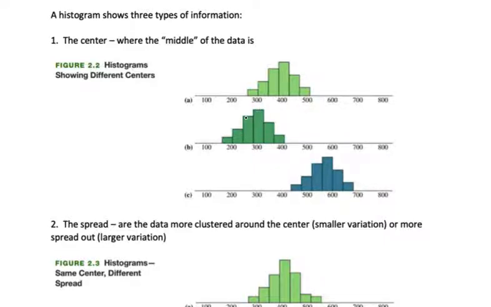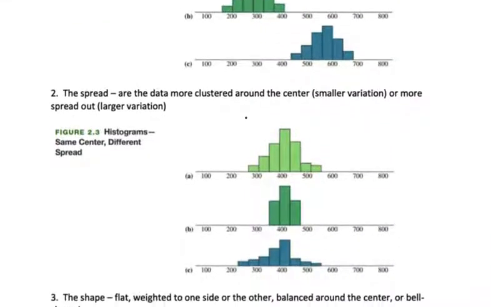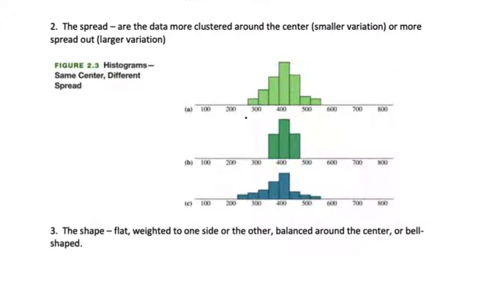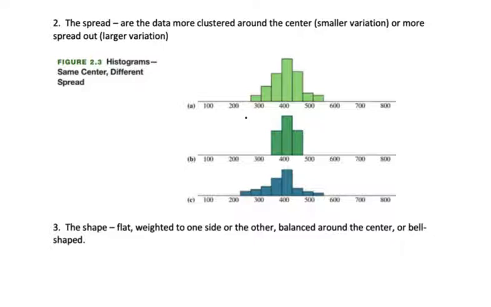Another thing that we can see in a histogram is called the spread or the variation. And we're going to talk more about variation later on in the course, but basically the data could be more clustered around the center, as we see in this histogram B, or it could be more spread out. As we see in histogram C, the data is more spread out. Histogram A is about in between B and C.